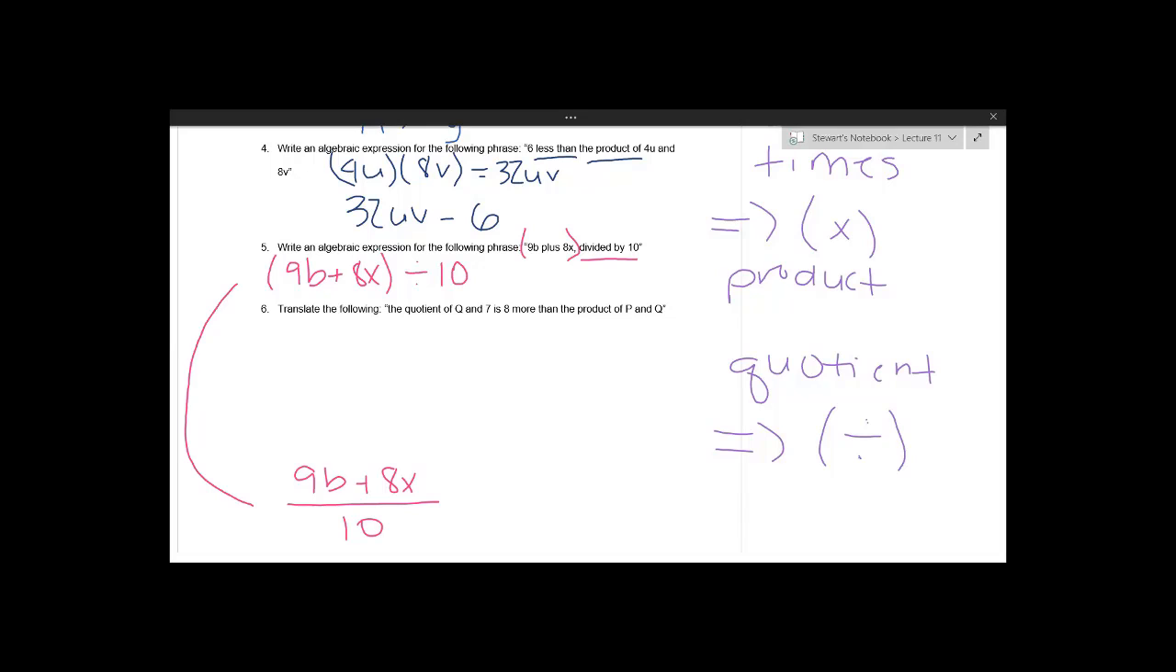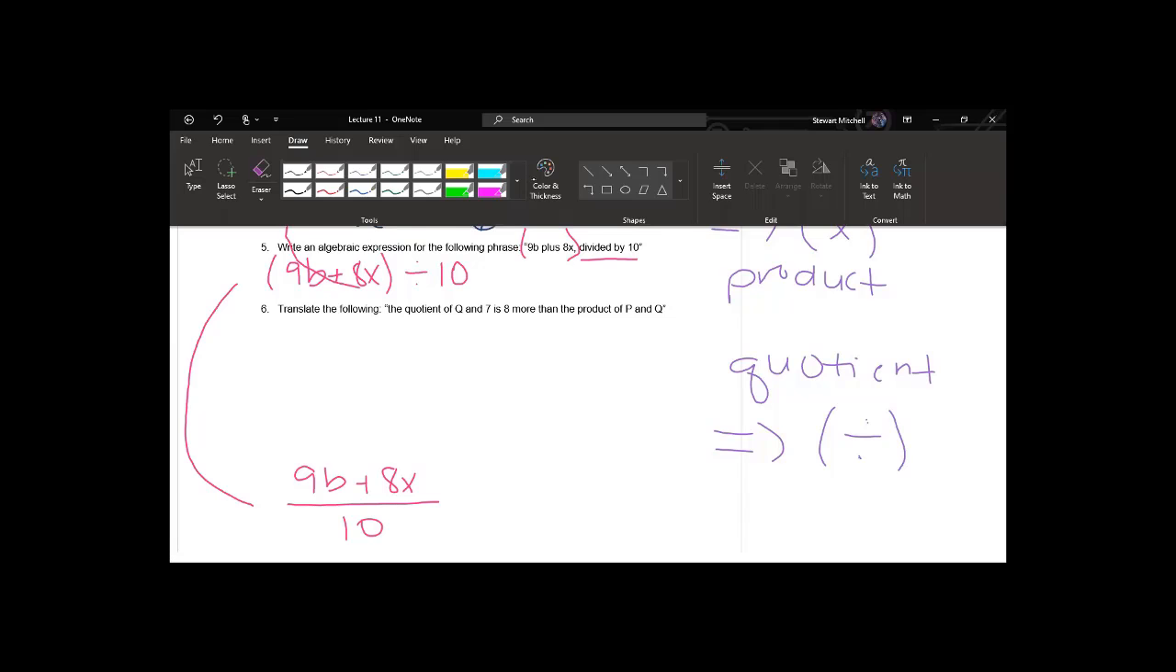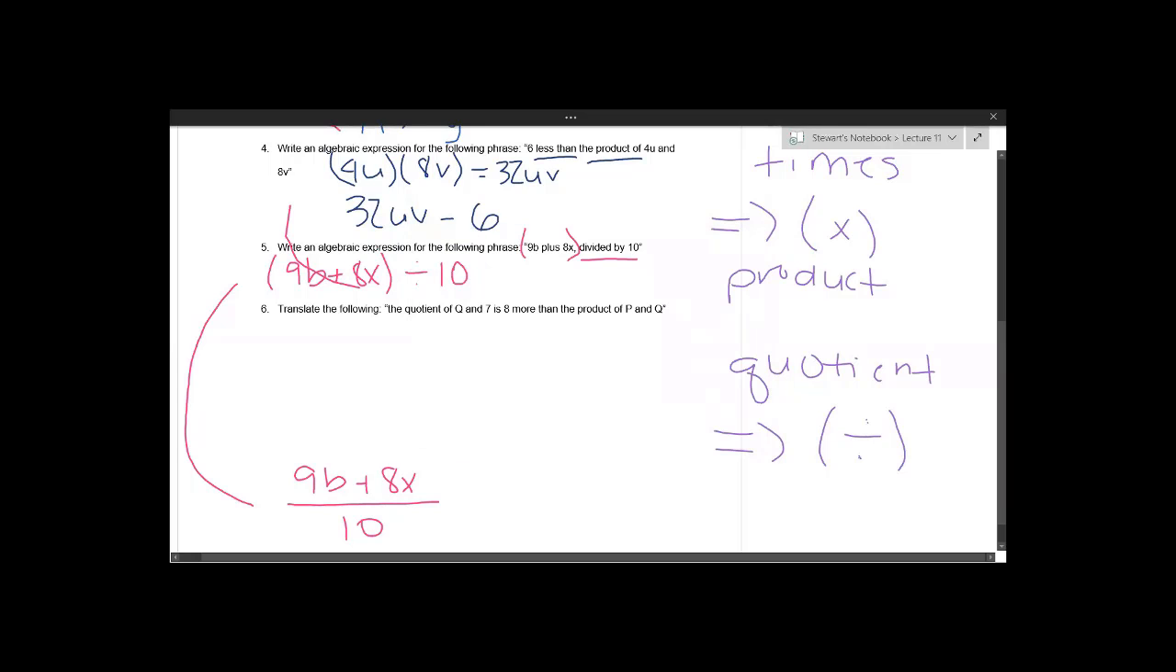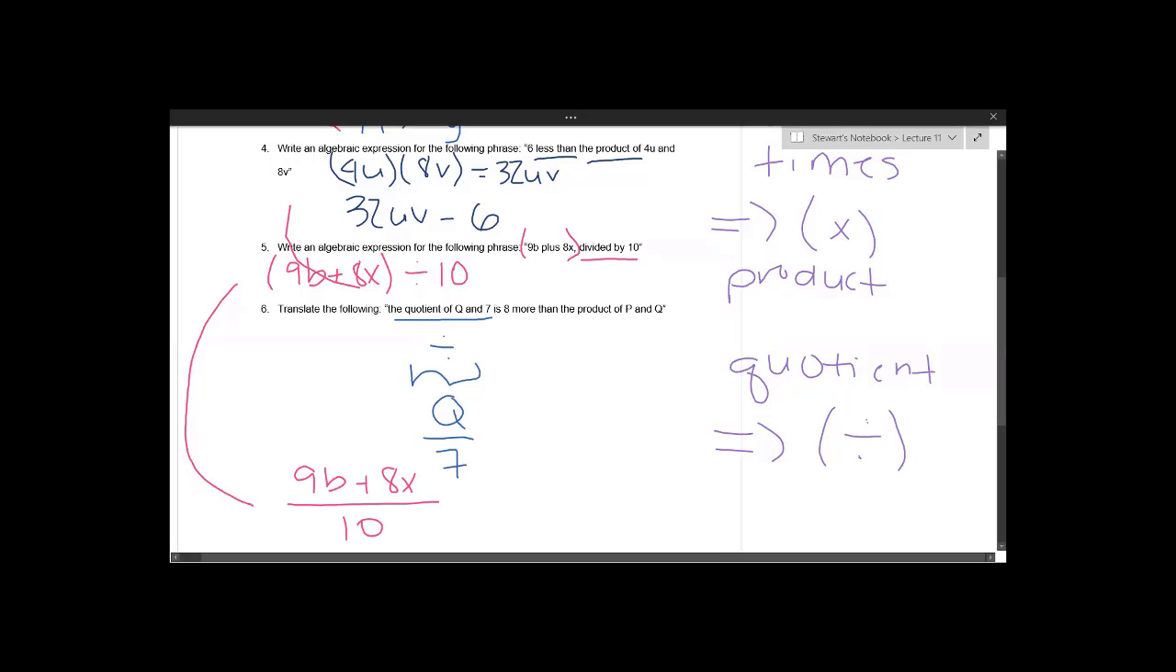Okay. So the next one is a little bit different. It's a little trickier. We have to consider this one in phases and two separate things. Okay, so we have the quotient of q and 7. So quotient means we're going to divide here. And when you're talking about quotient, you always put the first thing listed in the numerator and the second thing listed in the denominator. So this would be q over 7, the quotient of q and 7.